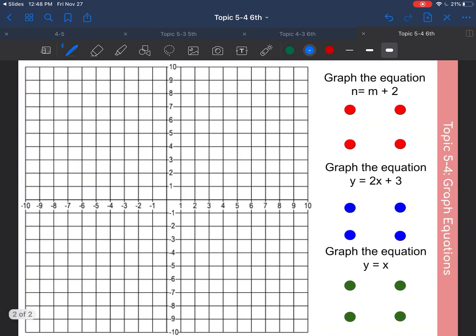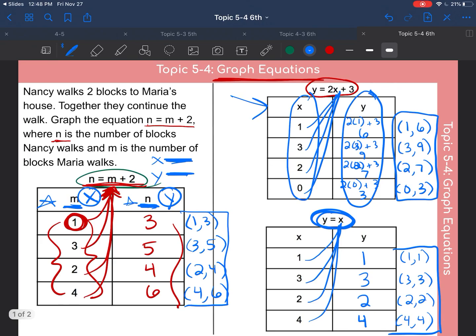Okay, so what we're going to do, we're going to do the same exact thing. We're going to graph those 3 equations we just found ordered pairs for, and we're going to plot them on this coordinate plane. Okay, now you may have to go a little bit back and forth for this, so I do apologize for that. But let's do the first one.